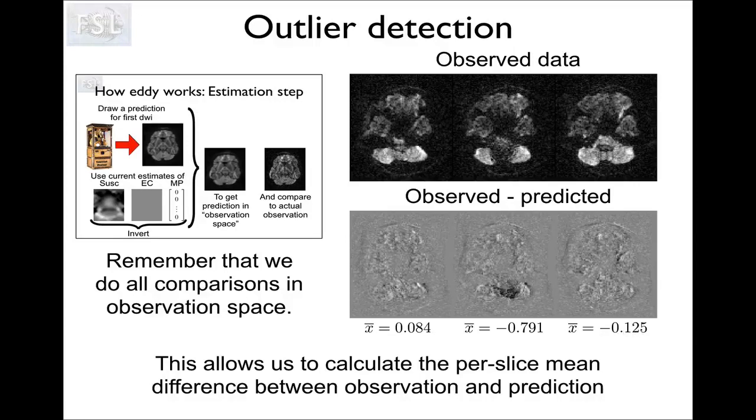In this case though, we have quite a big area here with dropout, and we can see in the difference map that it's detected this area of missing data, and it means that it gives us a much larger mean difference. Now, if you remember, we get one of these mean difference values for every slice for every direction. So that means that we get quite a few of them, and especially in studies like the HCP, for example, we have a lot of them.